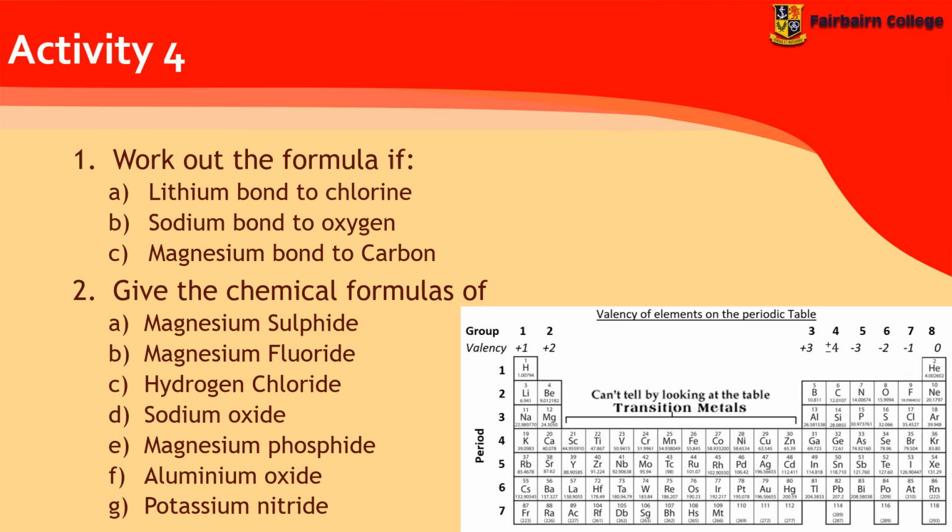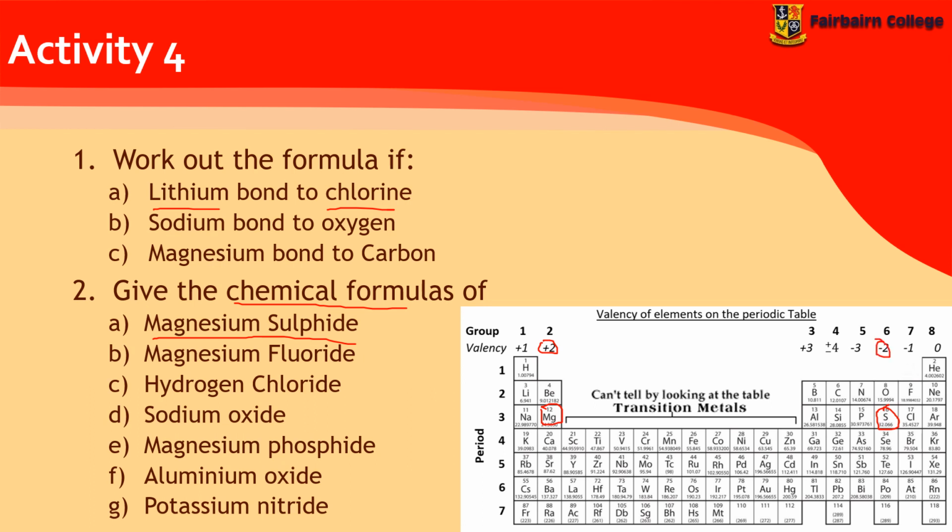Number 1, give the formula for lithium that bonds to chlorine. So for the first 3, I just give you the names of the separate elements. You go look them up in the periodic table and you work it out. For the second one, I give you the chemical name. So first one, magnesium sulfide. So you have to go look that up. So the first one, for example, would be magnesium plus sulfur. So you go look at the valency and you do the rest.